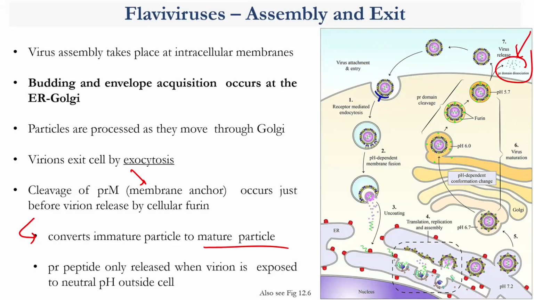All right, any questions for flaviviruses? What exactly is the purpose of the PR peptide in the first place? Is it the same as the PRN that prevents the premature conformation? It basically prevents the premature conformation changes, because once the PR peptide is cleaved, it helps the virus form correctly. So you form your dimers and your M protein, etc. Okay?